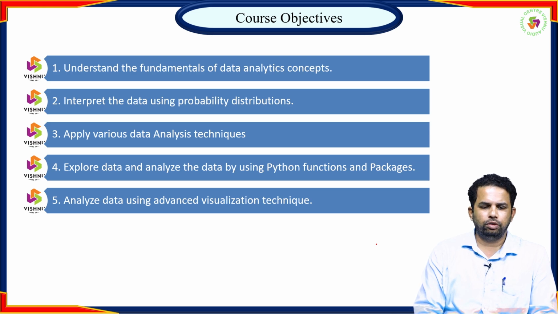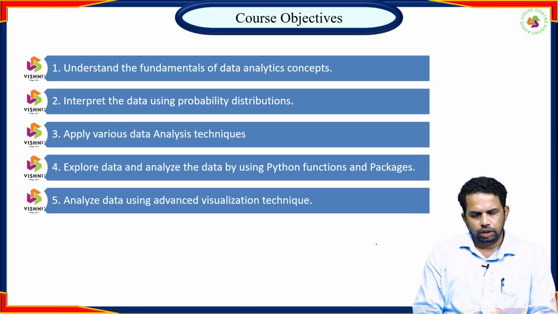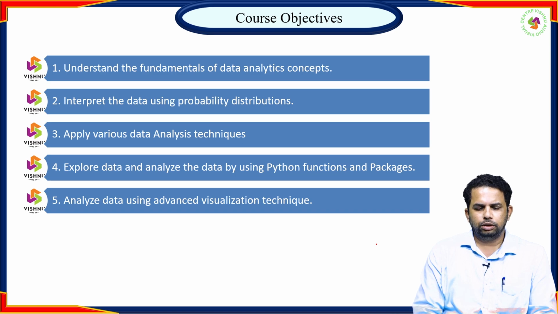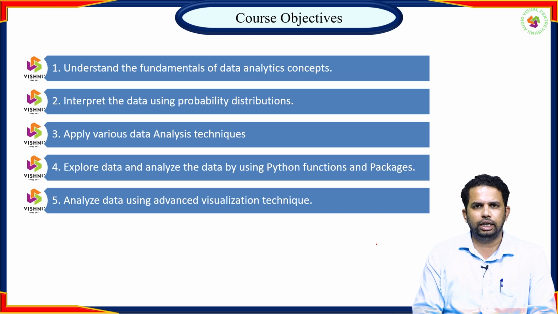The second objective is interpreting the data using probability distribution and applying various data analysis techniques. Next, we are going to explore and analyze the data by using Python functions and packages. And the fifth objective is analyzing the data using advanced visualization techniques. So once this course is completed, the objective is for all the students to understand what data analysis is and what techniques we are going to use for advanced visualization.